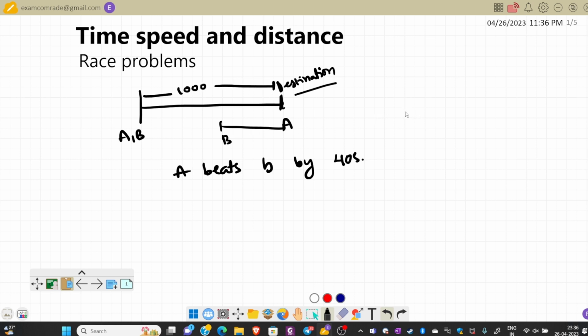So time taken by A is T, time taken by B is 40 seconds more, that is T plus 40. For the same distance, they are taking two different times, so their speeds will be in the inverse ratio of their times. So A by B is equal to T plus 40 by T. Okay. Mostly all the questions are related to either beating by distance or beating by time. Okay, let's see some questions.